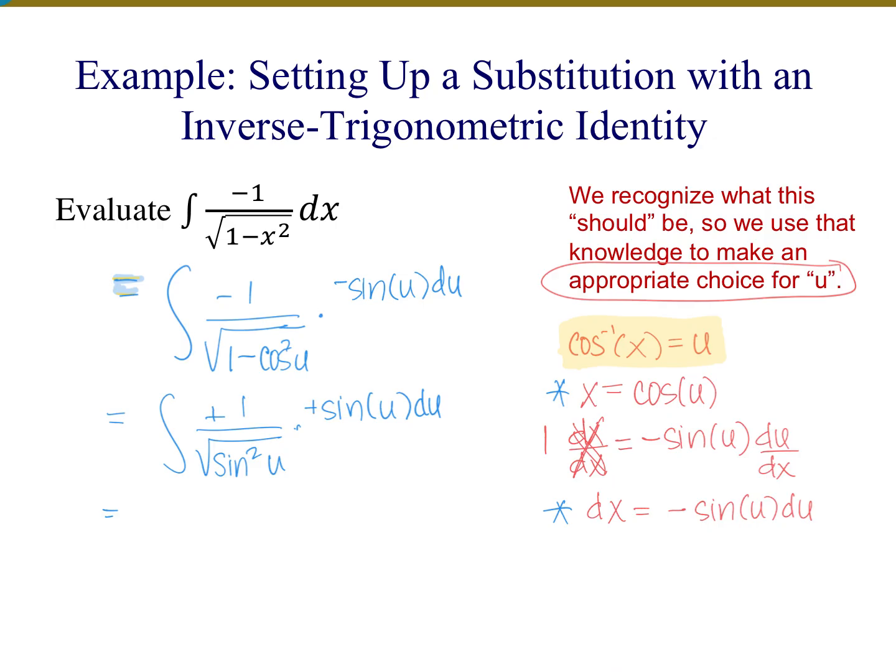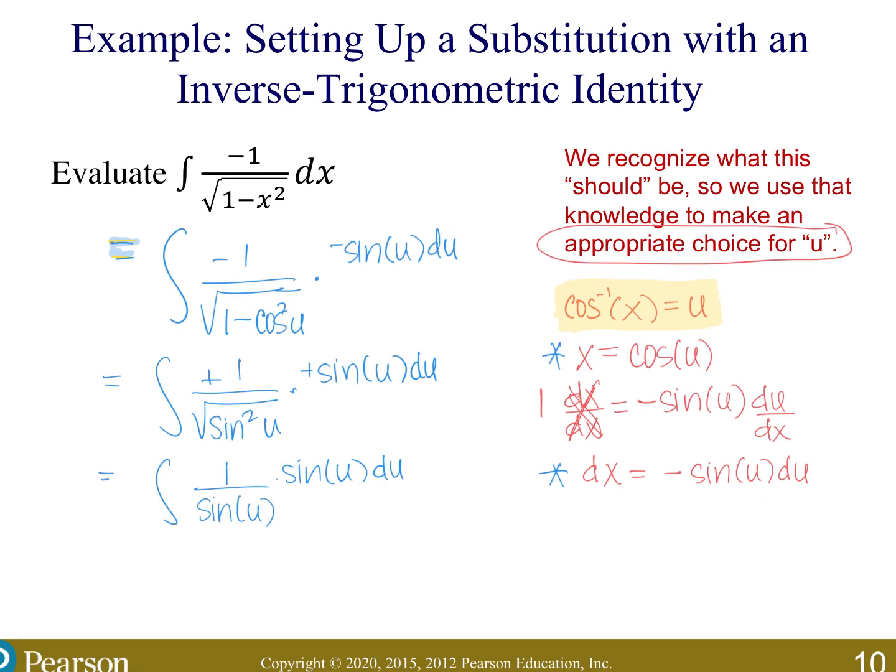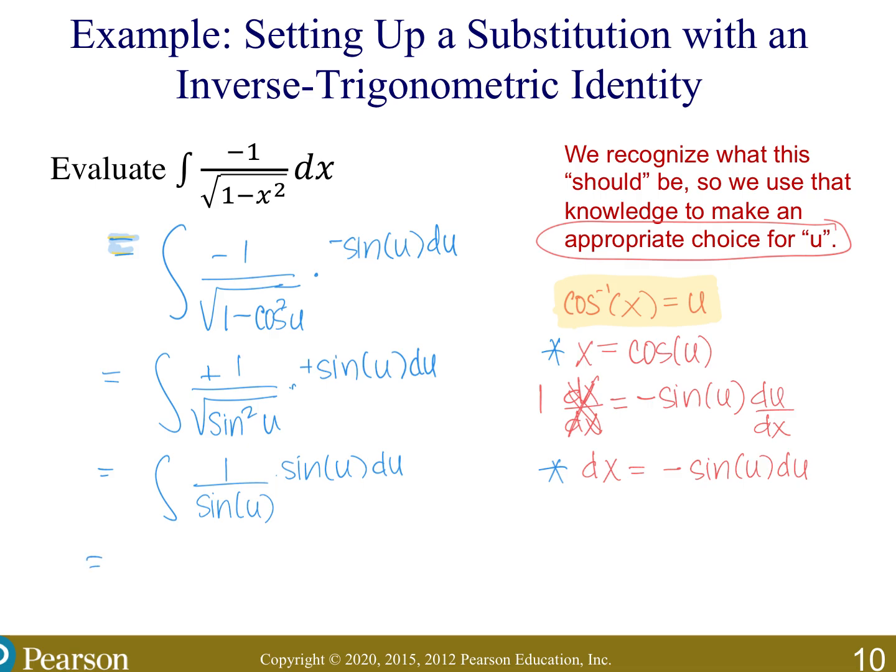Just becomes sine, not sine squared. Oh, the square root, that's what I meant. Okay, yeah, so it's going to be 1 over sine u times sine u du. What does that become? 1. What is the antiderivative of 1? u plus c, right? And what did u stand for? Cosine inverse of x plus c.